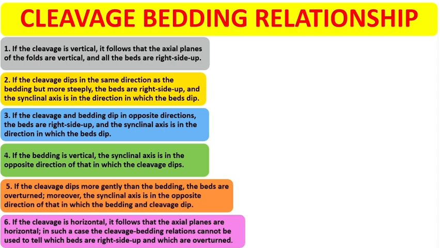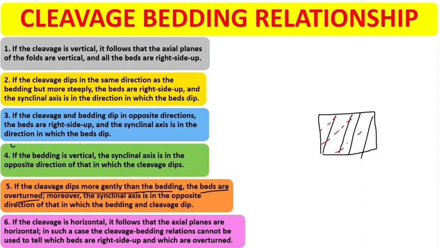Now case 4 is done. Case 5: if the cleavage dip is gentler than the bedding, and the beddings are overturned, we'll construct. Suppose this is our bedding now, and this is our cleavage. This scenario matches our case 2, but it is different from case 2 because in that case the bedding has a smaller angle than the cleavage, but in this case the bedding has a larger angle than the cleavage dip.